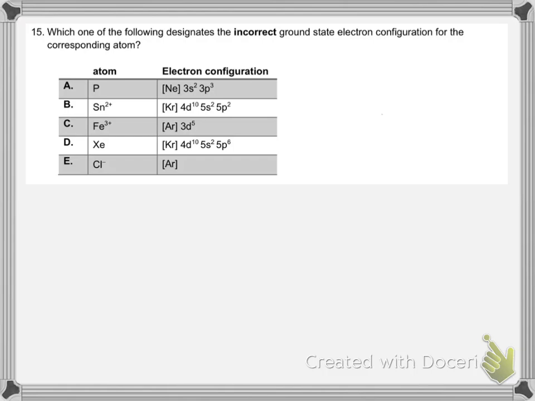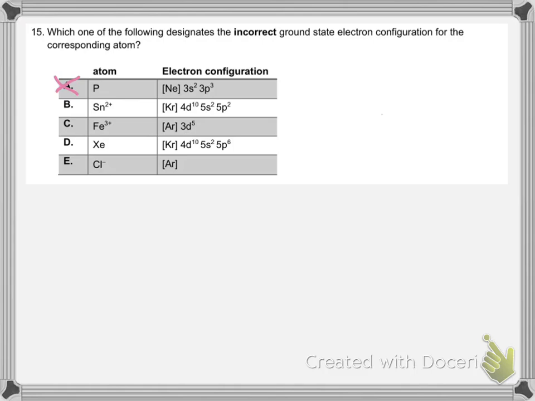Okay, number 15, we're looking at electron configuration, so it does help to have the periodic table handy for sure. And we can see that neutral phosphorus does indeed have a neon core, has 2 s electrons, and it does have 3 p electrons. So A looks good. So that's not going to be our choice.